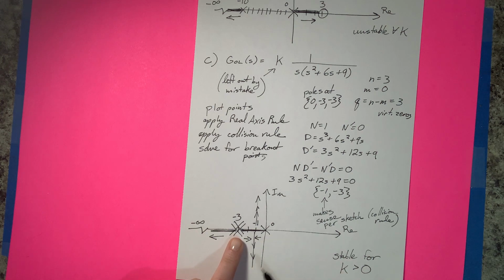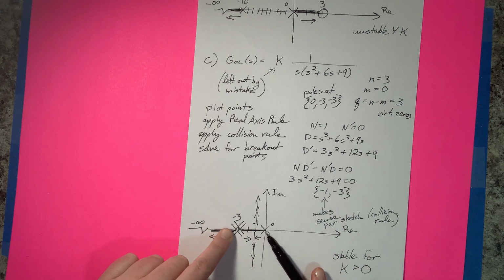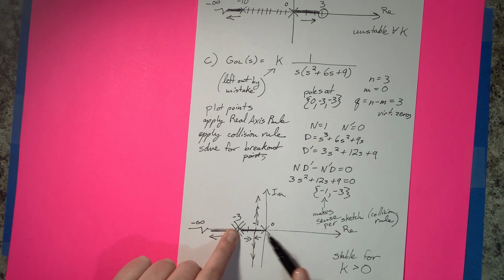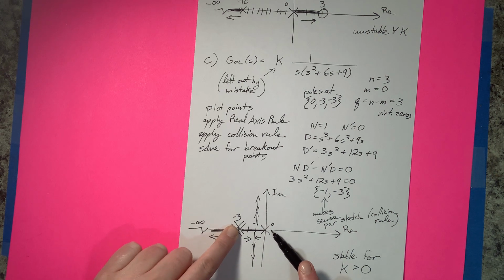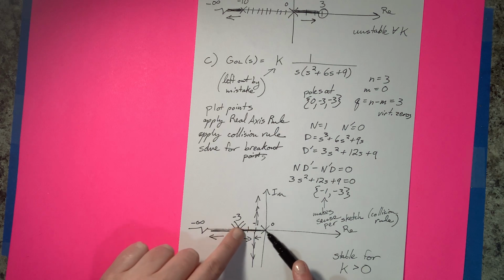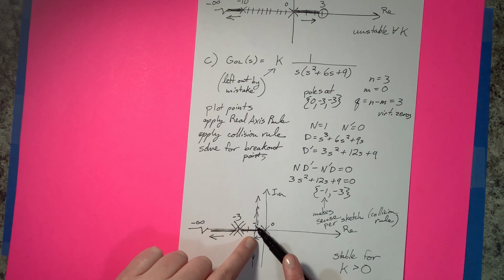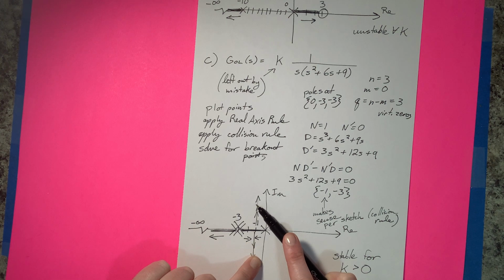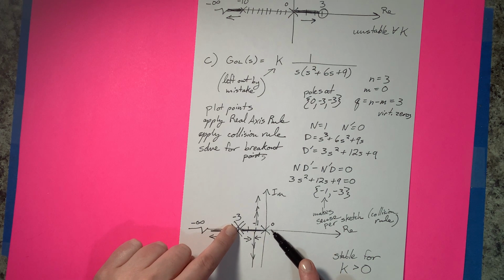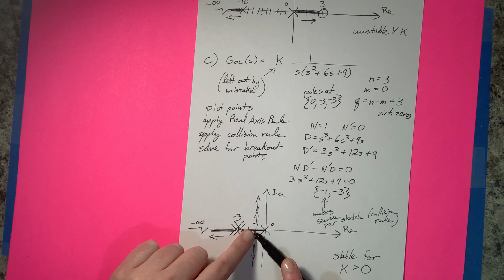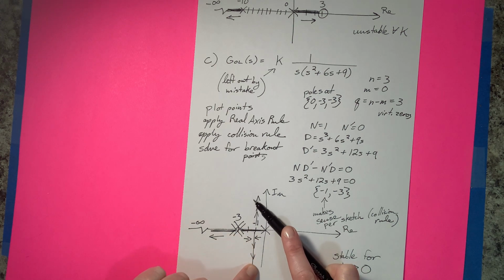We can see that we fit the criteria for the collision rule. One of these poles and this pole move towards each other. If they move towards each other on the real axis, they will collide and deflect off at ±90-degree angles to the real axis. So that should happen. They move towards each other, and then they collide and deflect off.